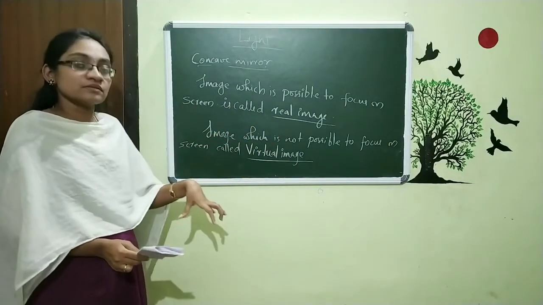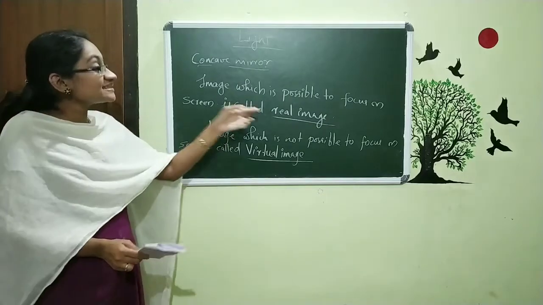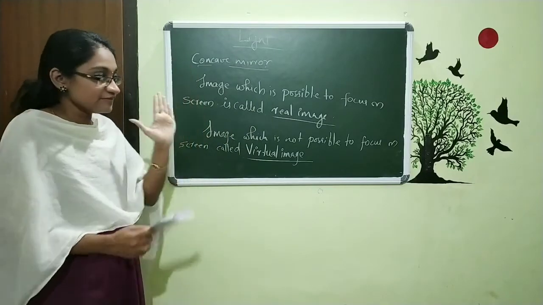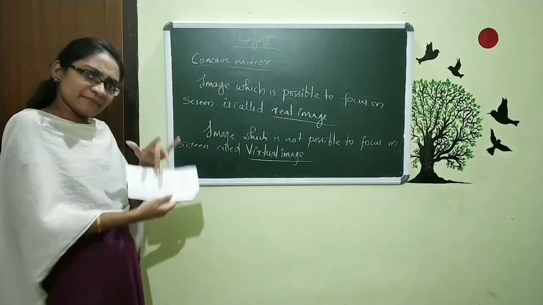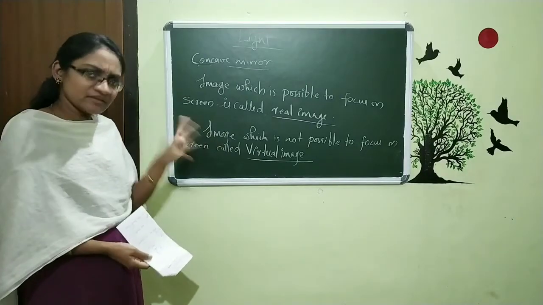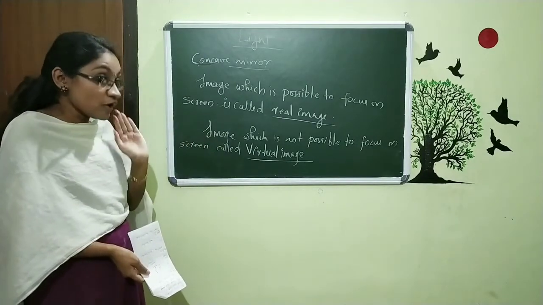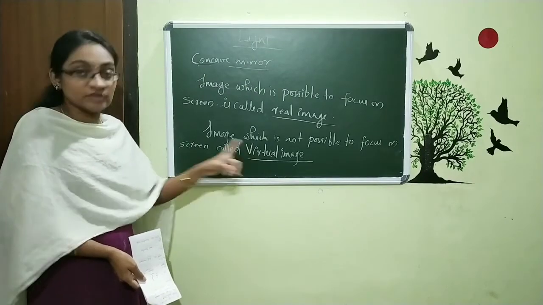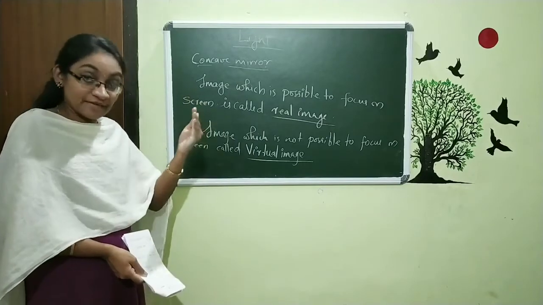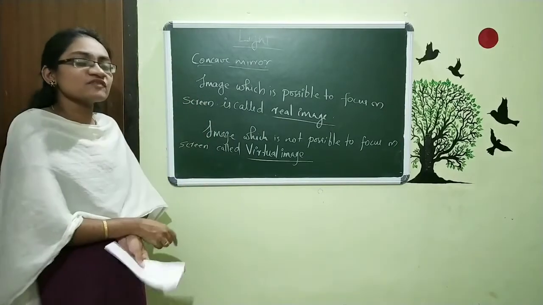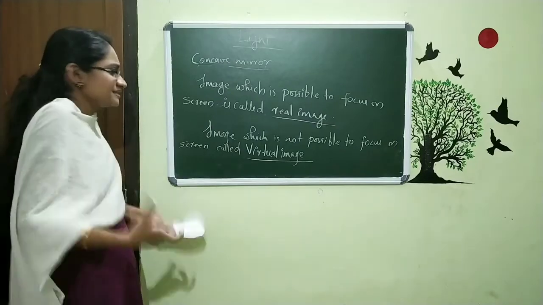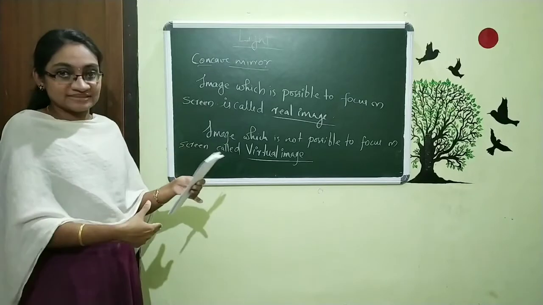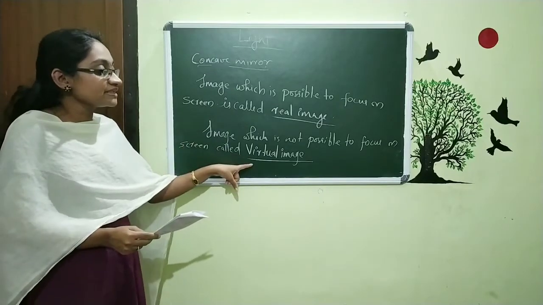At your level, you just want to understand that a real image is the image that we can focus on a screen. That means we will get the image on a screen, be it a paper, a wall or a screen. And if it's not possible to focus the image on a screen, then that is a virtual image. For a plain mirror, when we are looking in the mirror, are we getting the image on a screen or anything? No, we are getting the image on the mirror itself. So that's why we call it a virtual image.